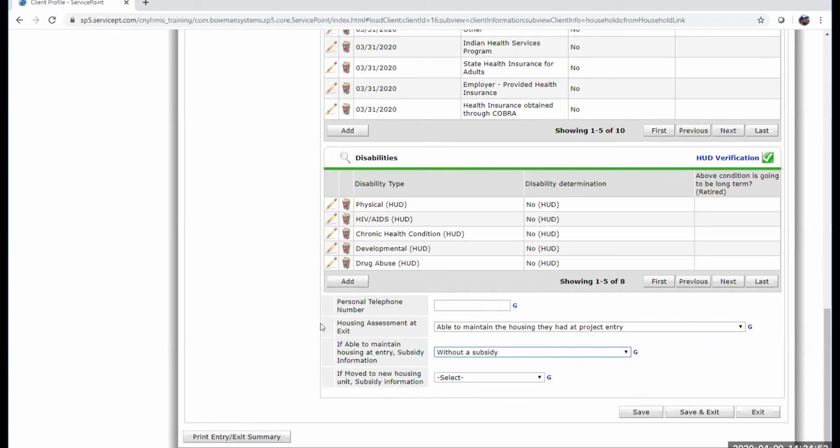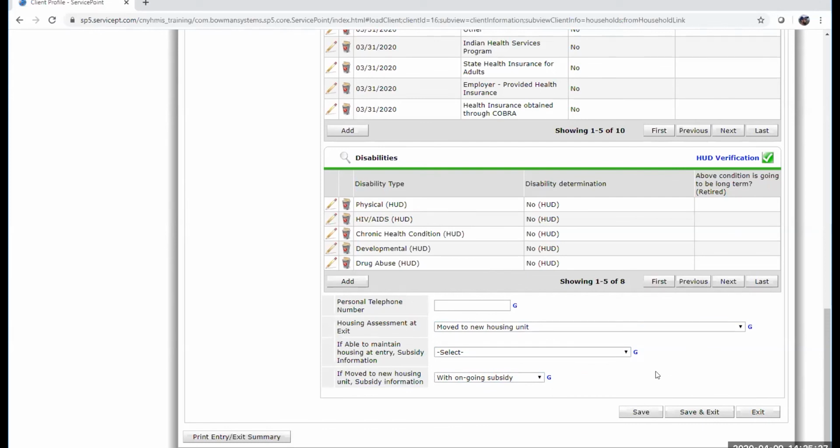If you selected for housing assessment at exit, moved to new housing unit, you're going to put something into the if moved to new housing unit subsidy information field. And that's going to state, did they have a subsidy in that new housing unit, or did they not have a subsidy in that new housing unit? So only one of these fields should ever be filled in. You don't need to fill in both, but this housing assessment at exit field is very important to fill in for homelessness prevention or eviction prevention projects.